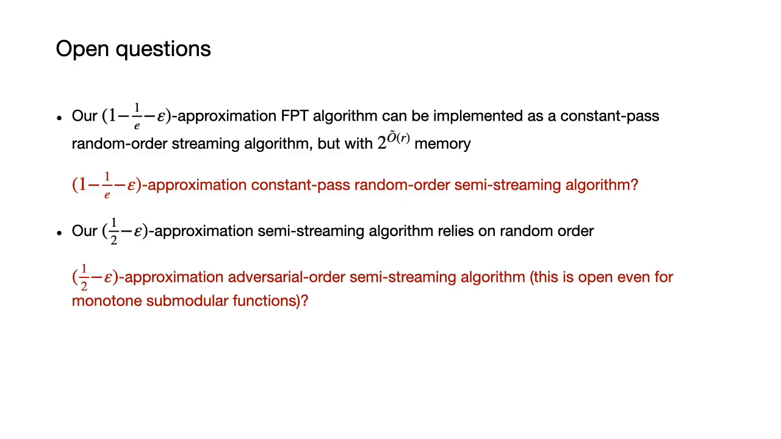Moreover, our near 1/2 approximation semi-streaming algorithm relies on the random order. So an open question is whether we can get a near 1/2 approximation semi-streaming algorithm in the more general adversarial order model. This question is open even for monotone submodular functions.